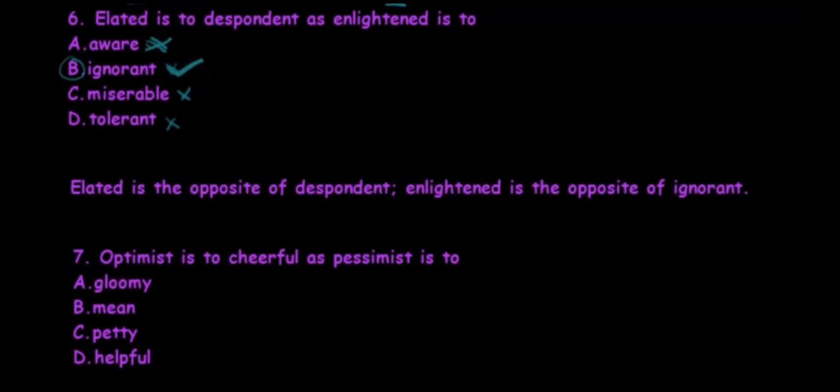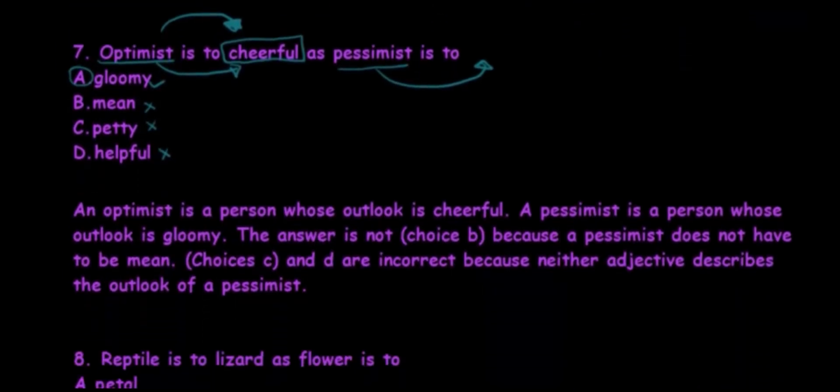Question number 7. Optimism is to cheerful, as pessimism is to. Now, when someone's an optimist, they always have a very cheerful outlook. No matter what horrible things are happening around them, they're always quite cheerful. So that's a characteristic of an optimistic person. What's a characteristic of a pessimistic person? They're supposed to be something a bit sad, gloomy. Yes, makes sense. Mean, not necessarily. Pretty, no. Helpful, I don't think so. So gloomy. Again, an easy question because I didn't have to choose from any two choices.